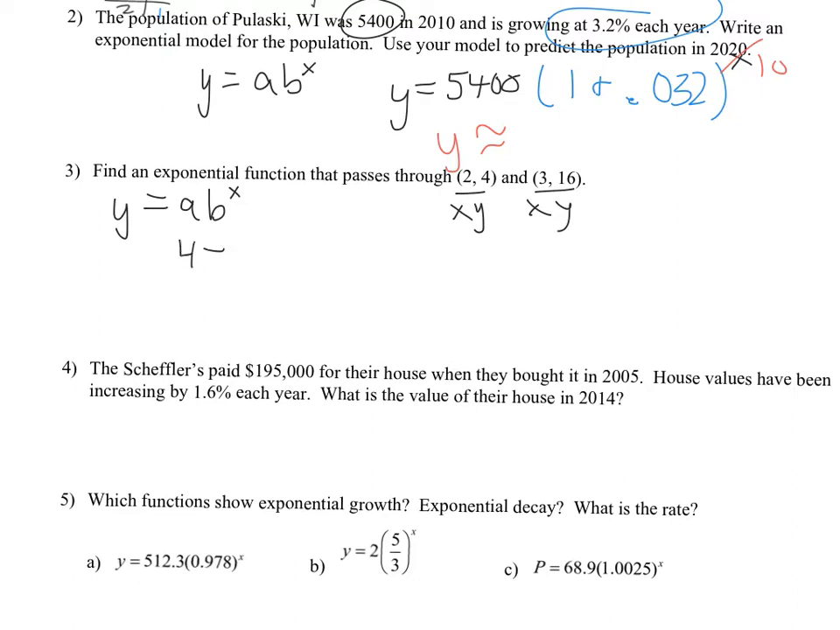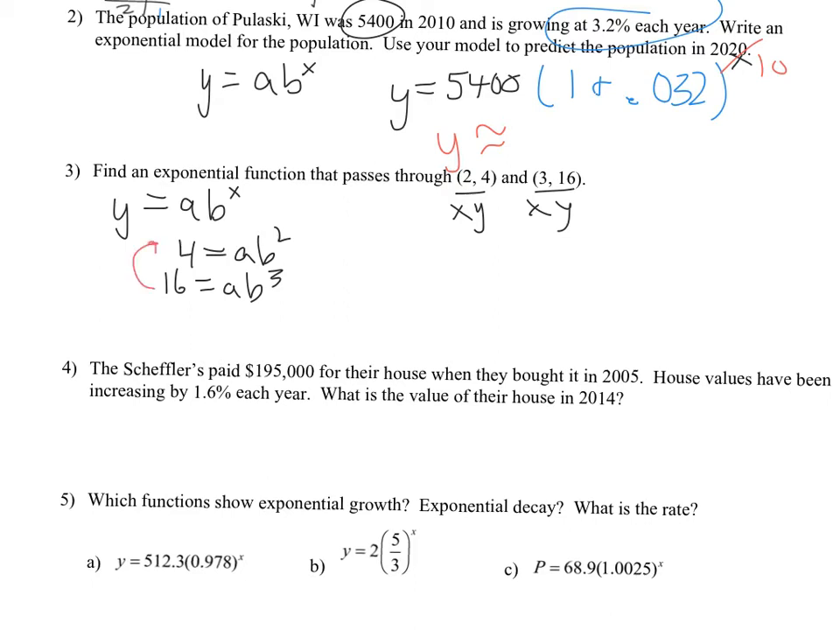So I have 4 equals ab to the second power, and 16 equals ab to the third power. So usually when we have systems of equations, we've been solving by add, subtract, multiply. But in this case, we're actually going to divide these two equations. So I'm going to take the bottom and divide it by the first.